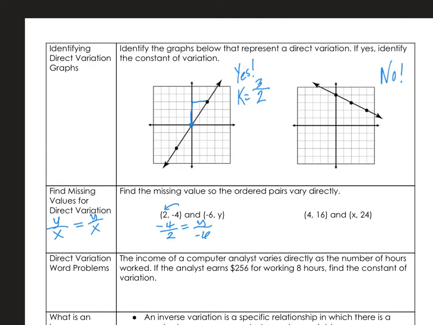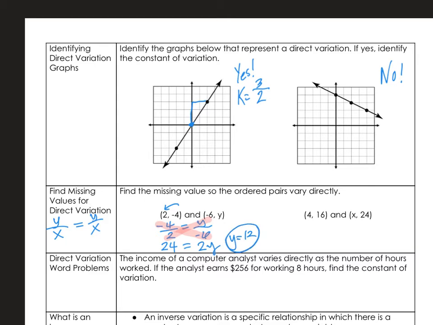How we are going to solve is by cross multiplying. Okay, so I'm going to multiply the negative 4 and the negative 6. I'm going to get positive 24. And then I'm going to multiply the 2 and the y and get 2y. Okay, now we divide by 2, and we get y equals 12. So that was that missing value.